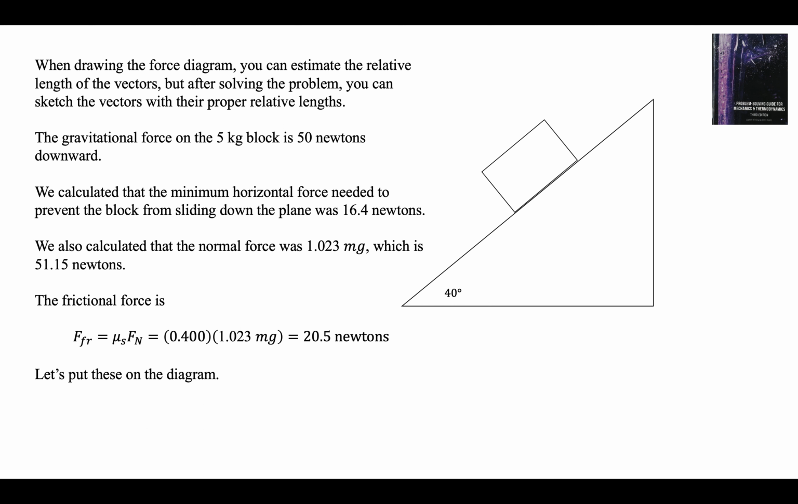So now let's put these on the diagram to scale. So there's 50. The minimum horizontal force is 16.4 newtons, less than 1/3 of that. The normal force has to be perpendicular to the plane. We're doing head to tail here. And it's a little bit longer, slightly longer than F gravity. There it is. There's the normal force. And then we have to put the frictional force in, which is 20.5 newtons. We just calculated it. And there it is. So the sum of the forces is indeed 0. The vectors end up where they started.